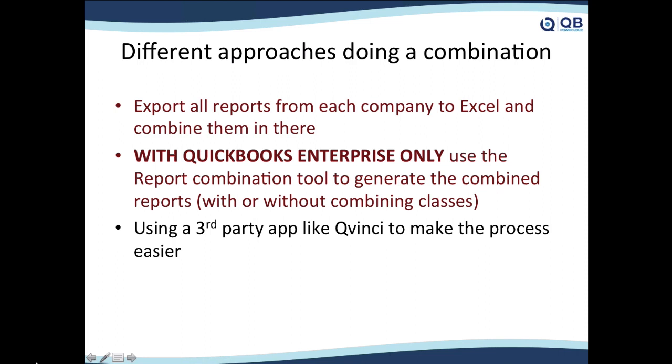And then the last approach would be using a third-party app. And there's several. Qvinci is not the only one, but Qvinci is the one that's going to do the demo here. And what I like about Qvinci, just to do a quick preview, Qvinci is the only one that I know that can actually combine QBO and Desktop intermixed. And that, to me, is huge, because I do have one particular client with like 47 entities, and he's got some in Desktop, some not in Enterprise, some in Desktop, some in QBO. Qvinci is the only way I can combine those.